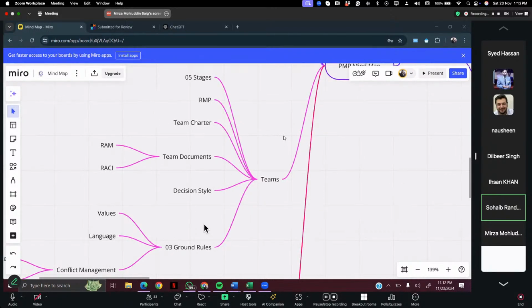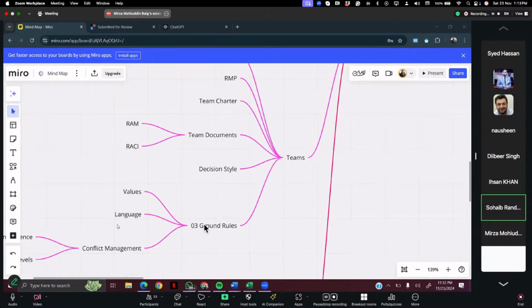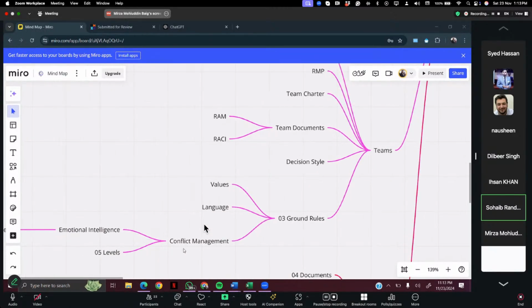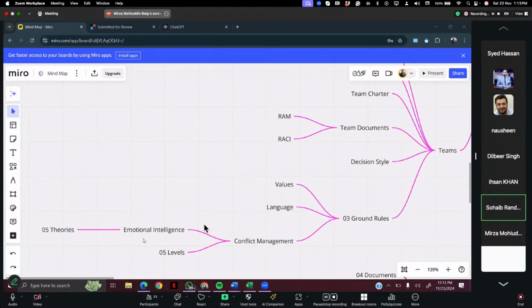First, we develop the team charter, in which we have ground rules. There are ground rules written on the bottom. The ground rules contain values, conflict management, and the language in which the team is going to communicate with each other. In conflict management, we studied 5 levels of conflicts. They were problem to solve, and then disagreement, contest, crusade, and world war. And then we have emotional intelligence in the conflict management, and 5 theories of emotional intelligence.